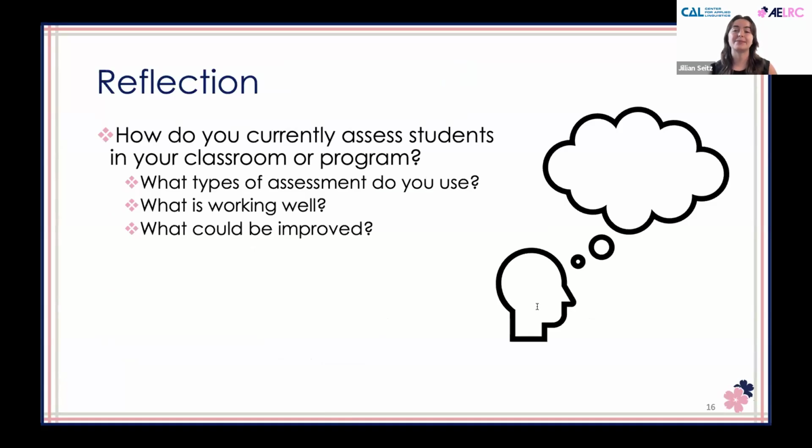Now that we've introduced these basics for world language assessment, please take a moment to think about how you currently assess students in your program. What types of assessments do you use? What is working well, and what could be improved? We're going to move into the next section of this presentation, but these reflection questions are in the chat in case you want to continue to think about them as we move forward.